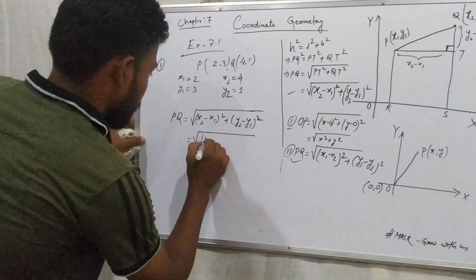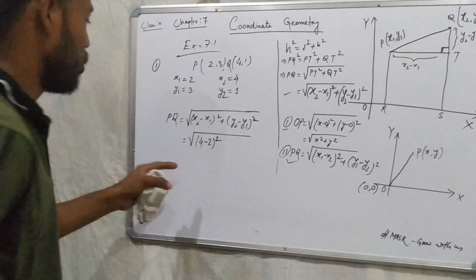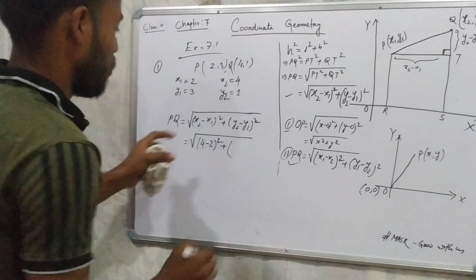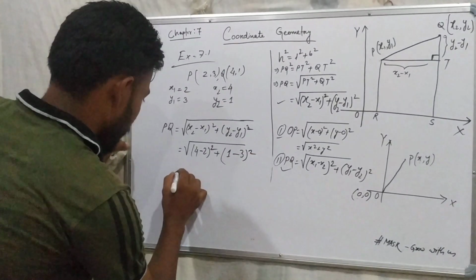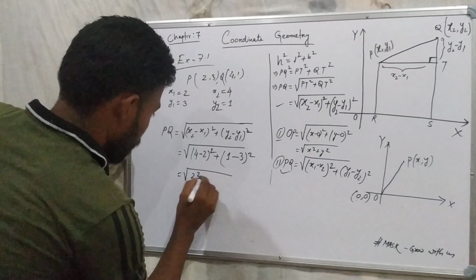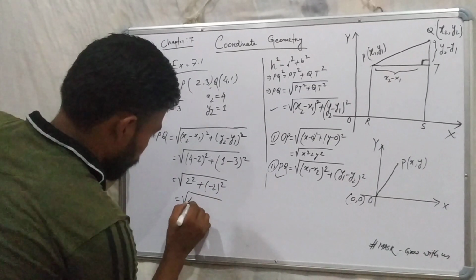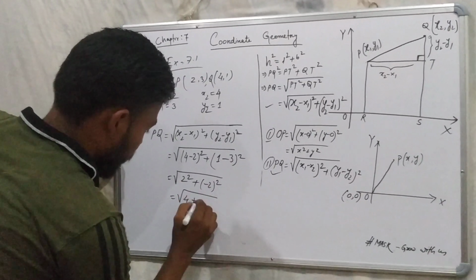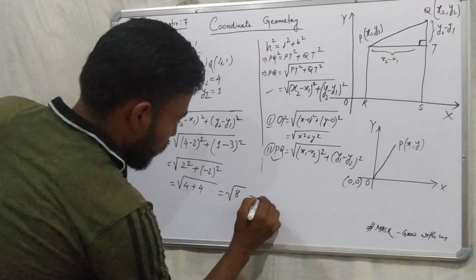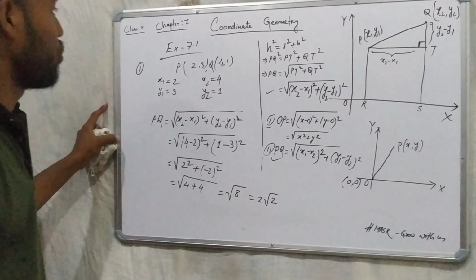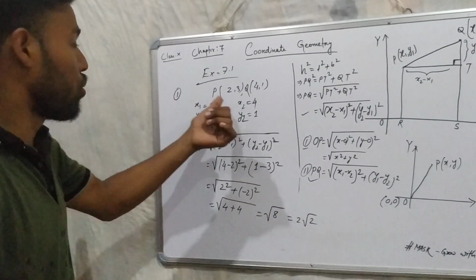So we simply put these values in this formula. x2 is given 4 minus x1 is given 2, this will be whole square, plus y2 is given 1 and y1 is given 3, this is whole square. So 4 minus 2 is simply 2. 1 minus 3 is minus 2 whole square. So 2 square means 4, minus 2 square means 4. So we will get root of 8, which is equal to 2 into root 2. So this is the procedure for how we calculate the distance between the 2 points.